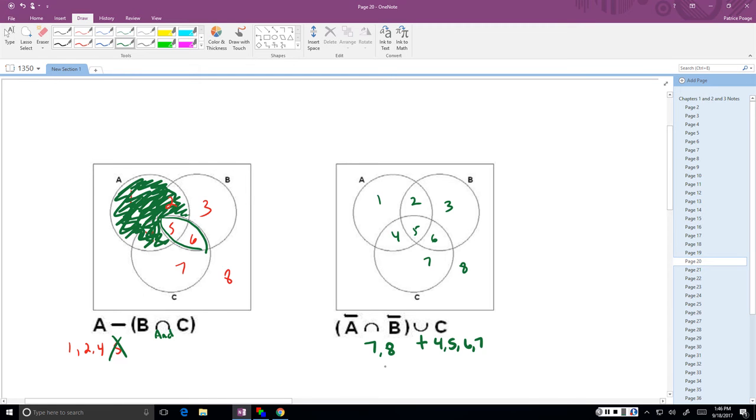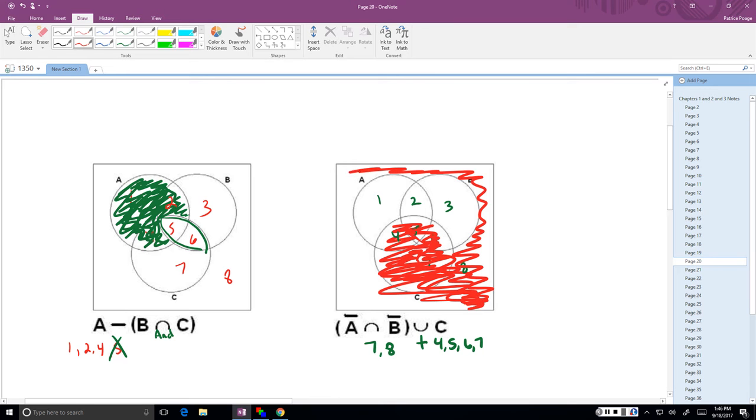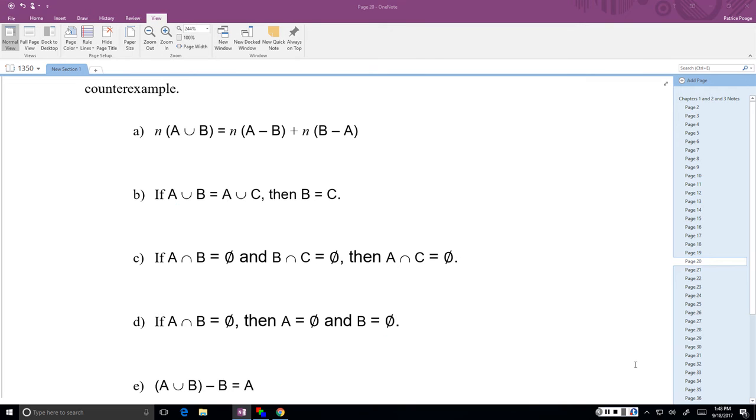And since it says plus, that means we want to shade both sides. So we want to shade 7, 8, 4, 5, 6, and 7. Yay. So let's see how y'all are doing here.